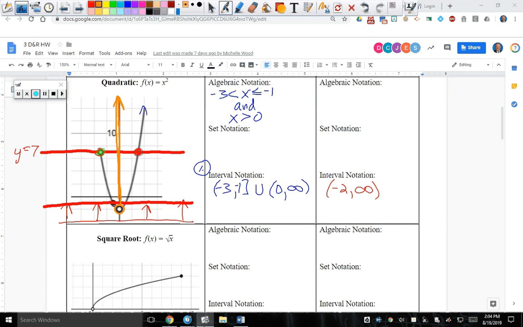Alright, so let's go, Aaron. Let's change this to algebraic notation. What would I do?